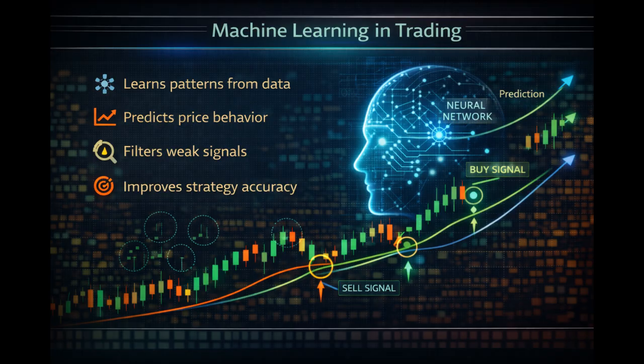Purpose of machine learning in trading. The primary purpose of machine learning in trading is to improve decision-making by identifying patterns and relationships within large financial datasets. Human traders often struggle to analyze vast amounts of data quickly, whereas machine learning models can process millions of data points efficiently. Machine learning models can help traders predict potential price movements, identify profitable trading opportunities, reduce false trading signals, and optimize trading strategies.